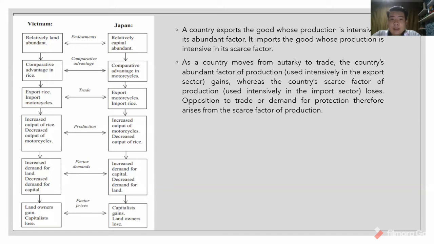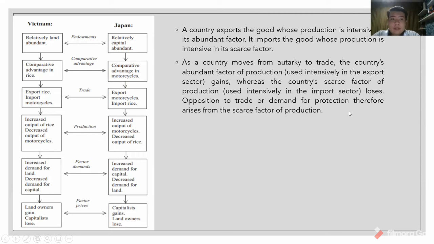Okay, then in this slide, I will explain about this diagram. In this, you can see a country exports the good whose production is intensive in its abundant factor. It imports the good whose production is intensive in its scarce factor. As a country moves from autarky to trade, the country's abundant factor of production gains, whereas the country's scarce factor of production loses. Opposition to trade or demand for protection therefore arises from the scarce factor of production.